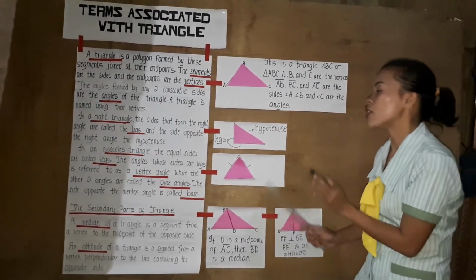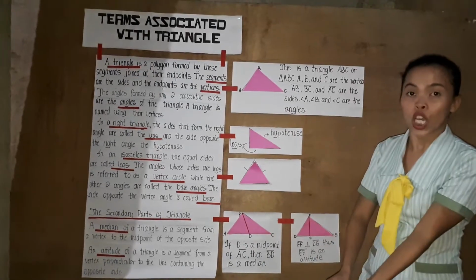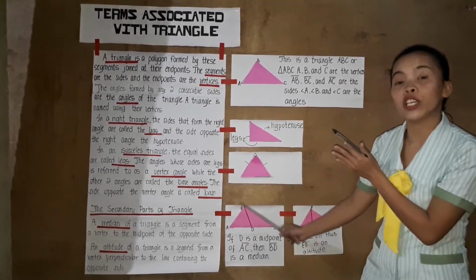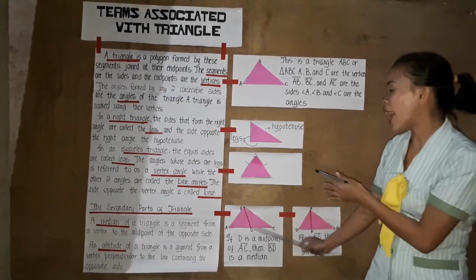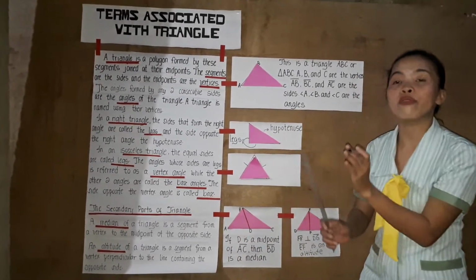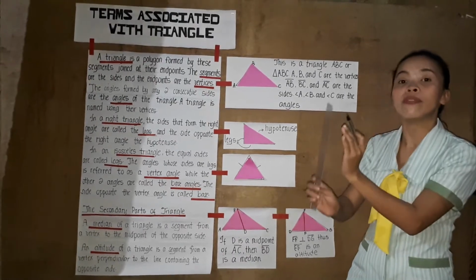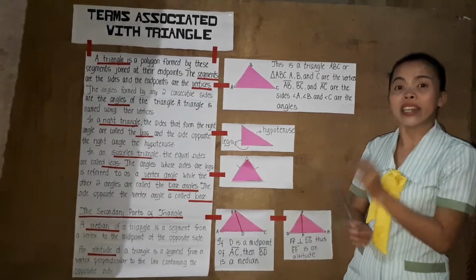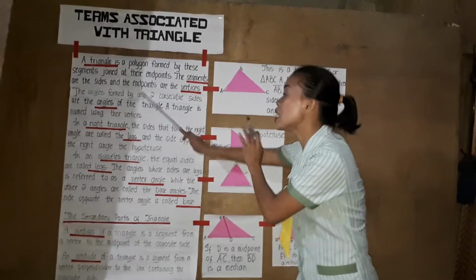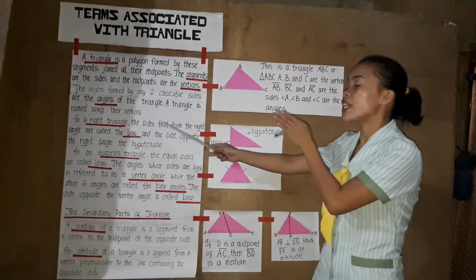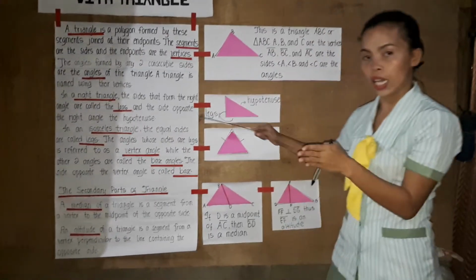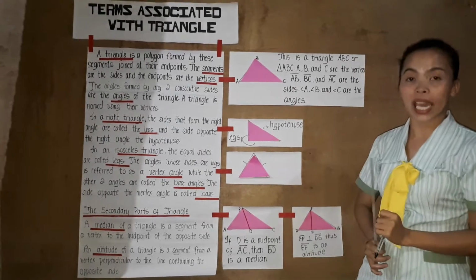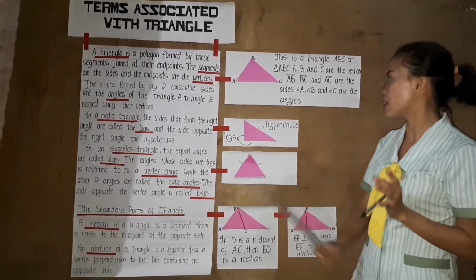So what is the difference between median and altitude? When we say median, it is the connection of a vertex and the midpoint. While an altitude should have a perpendicular, so it should have a 90-degree measure. Did you get that? And then how about the difference between right triangle and isosceles? When we say right triangle, we form a right angle. And when we say isosceles, we have two equal sides. So take note of that. Don't forget that one.